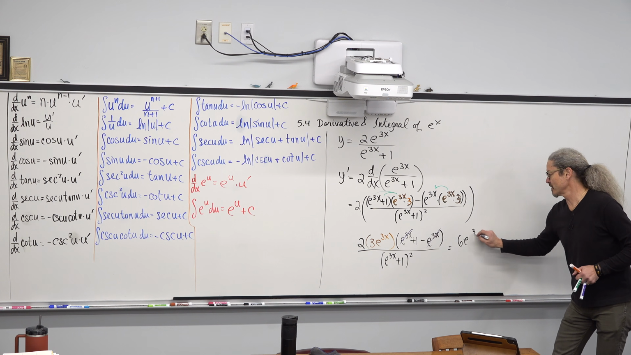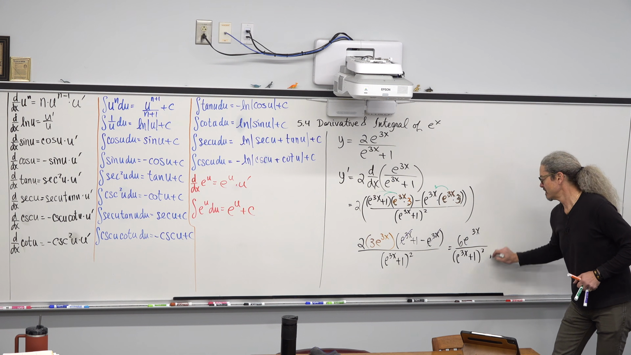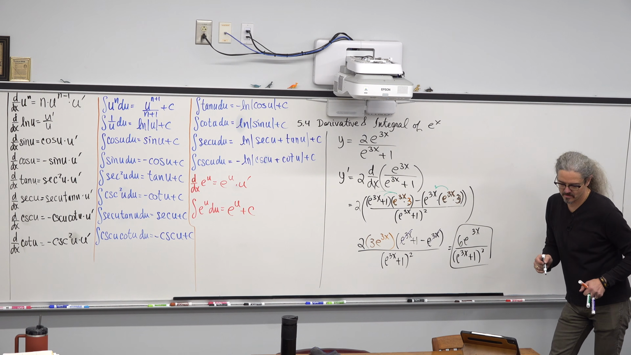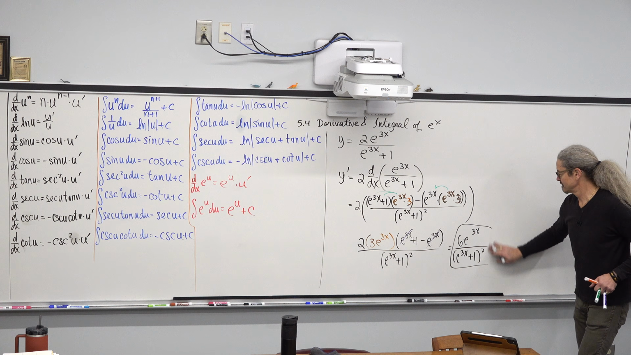e to the 3x over (e to the 3x plus 1) squared. Let me double check, and we're good. y prime. Bam!